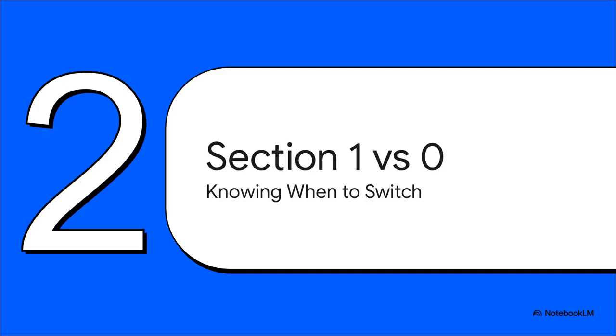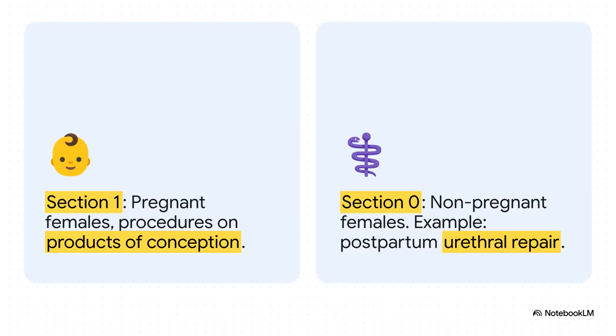Moving right along to Section 2, Section 1 versus Section 0, knowing when to switch. Now, this is a classic trap for students on their certification exams, so pay close attention here. You might think, well, the patient just gave birth, so any procedure she has right now is an obstetrics procedure for sure. But actually, not necessarily. If you're coding a non-pregnant female reproductive procedure or even a postpartum urethral repair, you literally must exit Section 1 and use Section 0, medical and surgical.